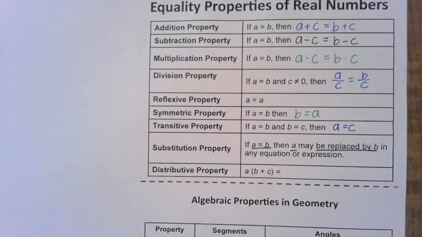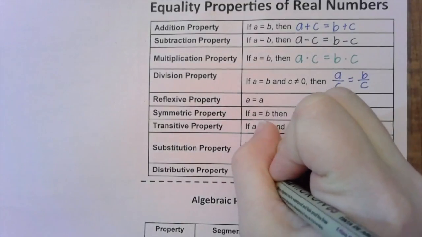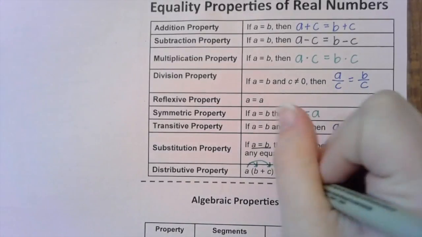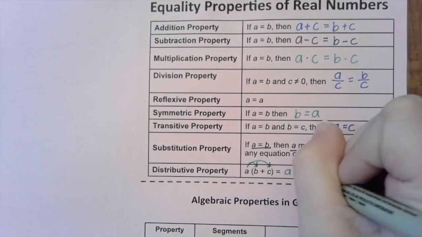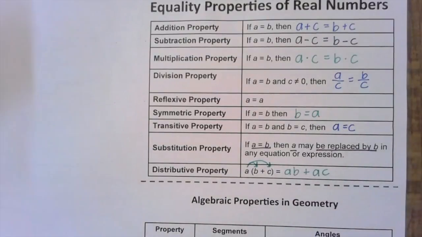And then we have the distributive property. And to get that, obviously, we have to distribute. So we distribute the A to both the B and the C, and we would get AB plus AC.